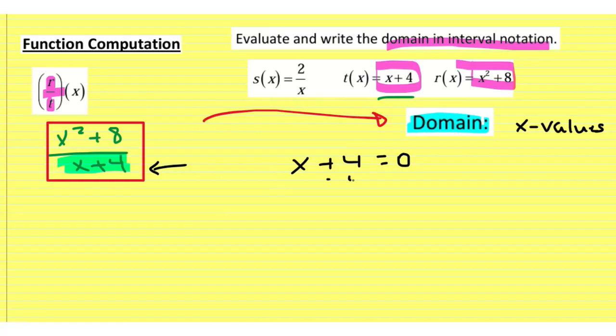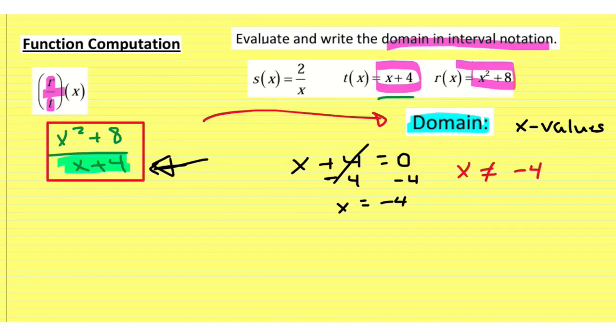So that means minus 4 and minus 4. These are going to cancel. And then I have x is equal to negative 4. That is what will make this denominator 0, and therefore that means that x is not equal to negative 4. There will be an asymptote there.